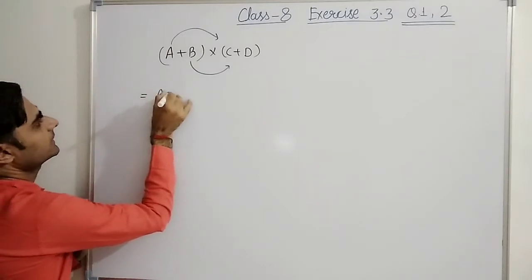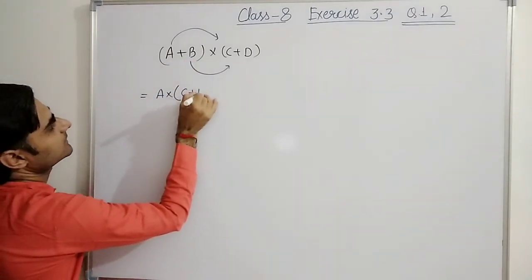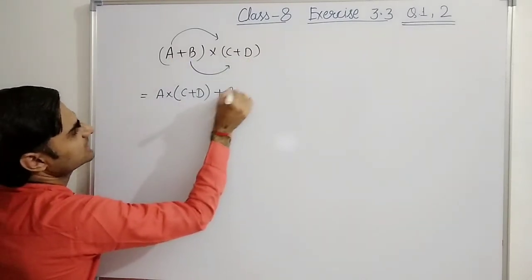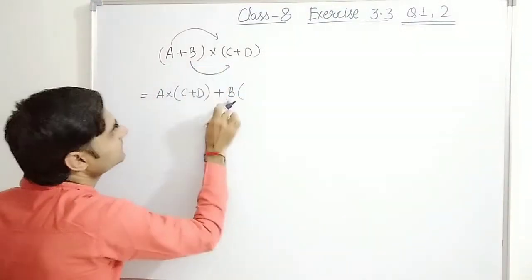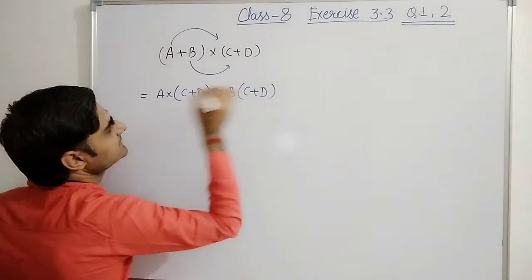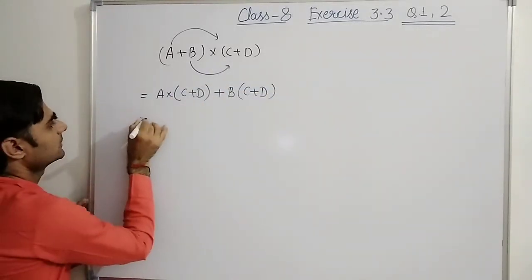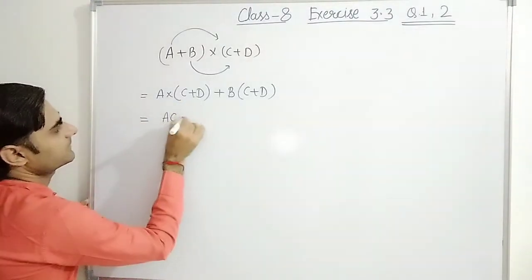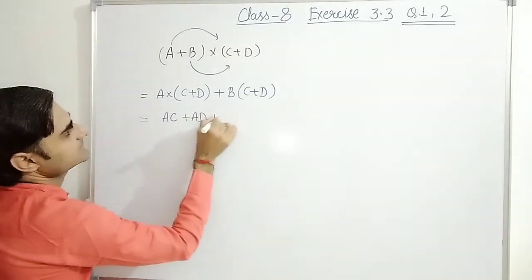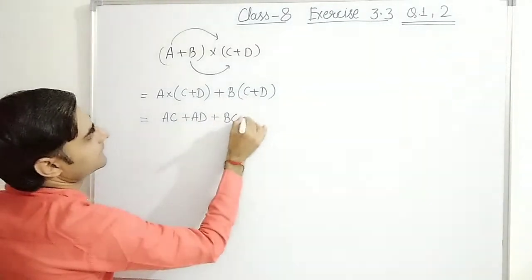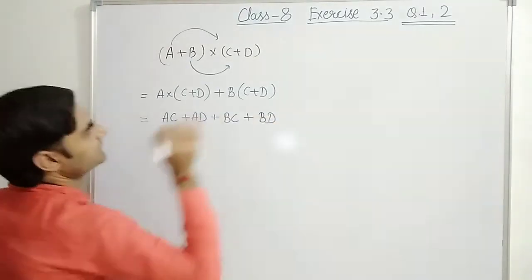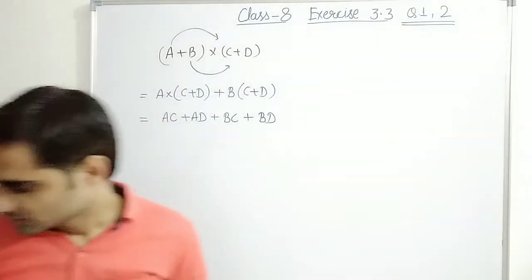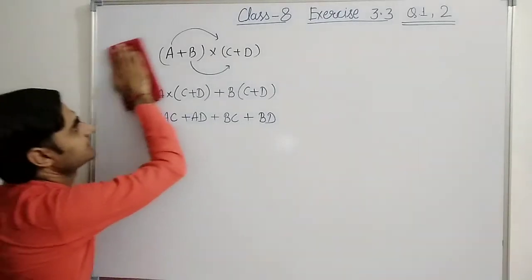This will be equal to a multiplied by (c + d) one time, then plus b, plus or minus whatever, just take it as it is, multiplied by (c + d) a second time. Now, the same method as before: a times c is ac, plus a times d is ad, plus b times c is bc, and b times d is bd. This is simple binomial by binomial multiplication. So let's start some questions related to the same.